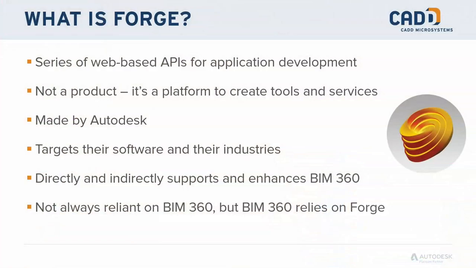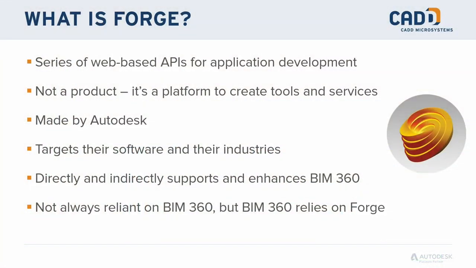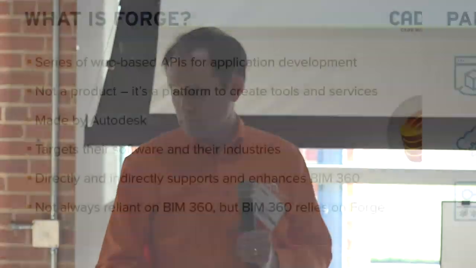So Forge itself, it is a series of web-based APIs. It's developed by Autodesk, so it is targeting their markets. It's targeting their files. It's targeting their workflows, and it's going to support their customers. It is not reliant on BIM 360, but BIM 360, the current generation of BIM 360, relies on Forge. So I'm not going to get back into Classic and all that kind of stuff, but any new thing that comes out on BIM 360 was written on top of Forge itself. So they're using their own APIs. They're eating their own dog food to make their own tools.